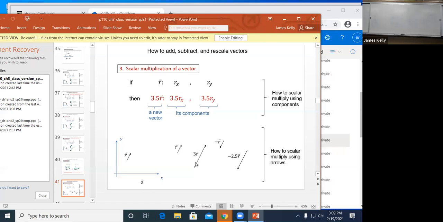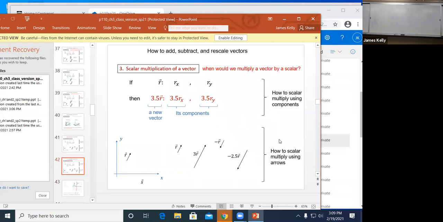A picture of 3r is just 3 times as long. So it's called scalar multiplication because it rescales the length of the vector. It doesn't change the direction, but it rescales how long it is. So there's a picture, roughly speaking, of what 3r would look like. Minus r just switches the direction exactly opposite. Minus 2.5r should be in the opposite direction of r and 2.5 times as long.